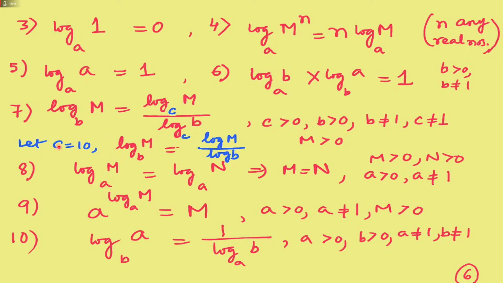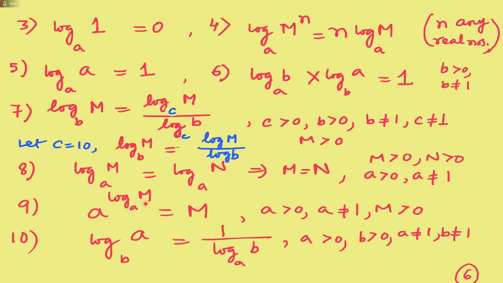If you take c as 10, then it will be log m base 10, that means log m, and this will be log b base 10, that is log b. So you can also write log m base b as equal to log m by log b. If log m base a is equal to log n base a, then it will always imply m is equal to n. Actually, you know that log of m base a is a unique value. So if it is equal to another log, then this can only happen when these two values are equal, because their bases are the same.